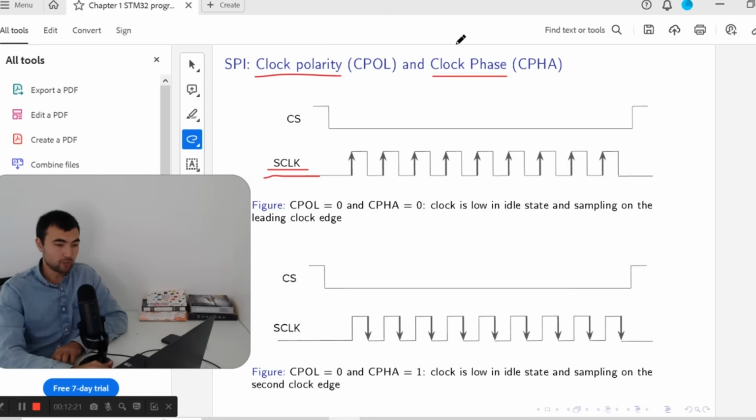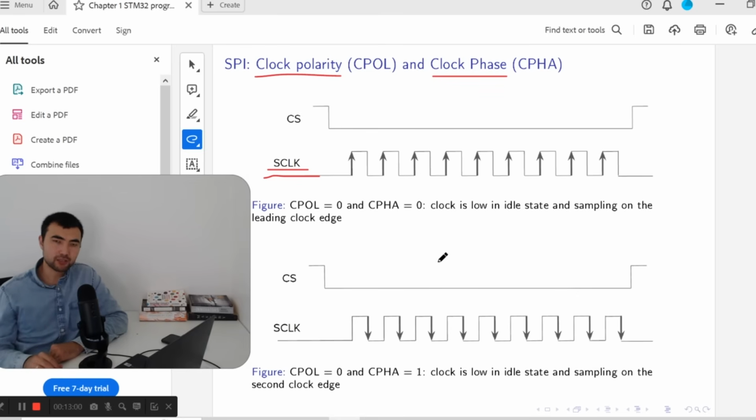The second, clock phase, defines the sampling of the data. When clock phase is 0, the data will be sampled on the leading clock edge. So it will get the bit at this time instance. And when clock phase is equal to 1, the data will be sampled on the second clock edge. So these are the details of the SPI interface.